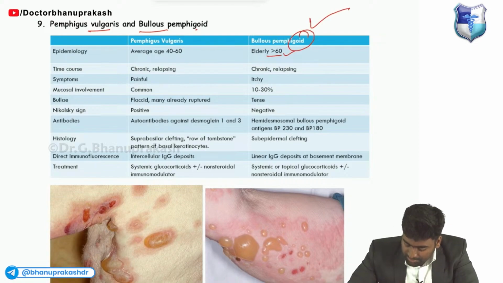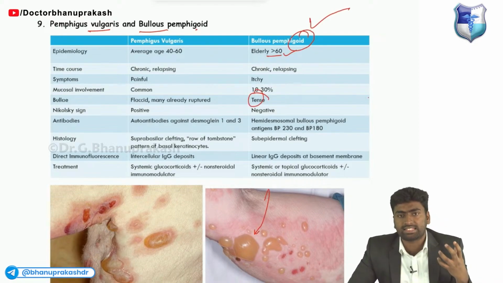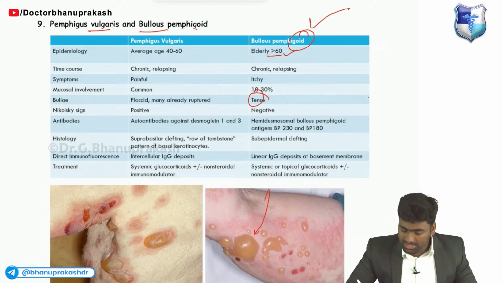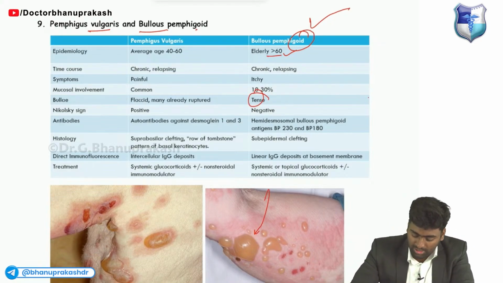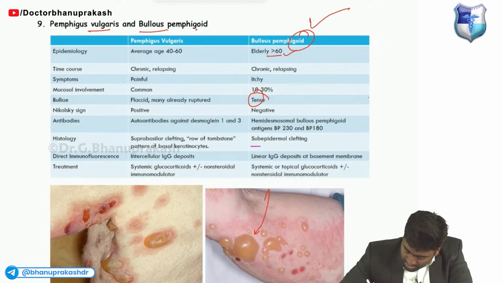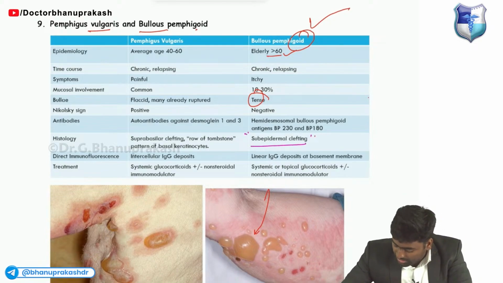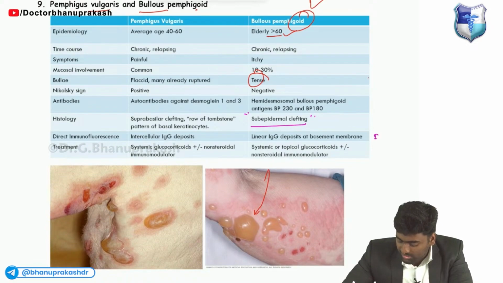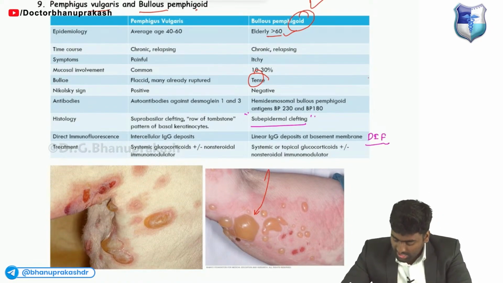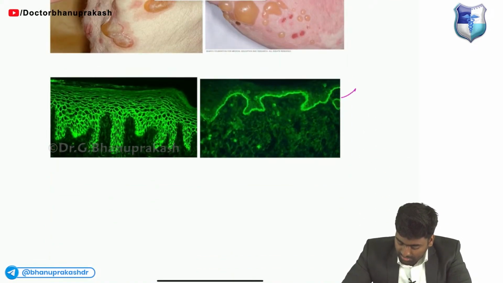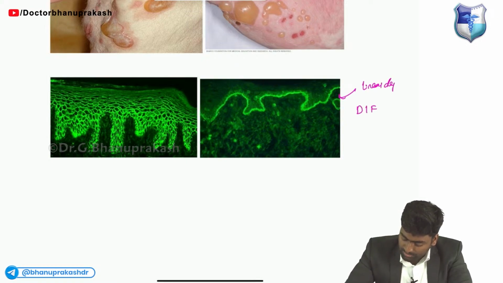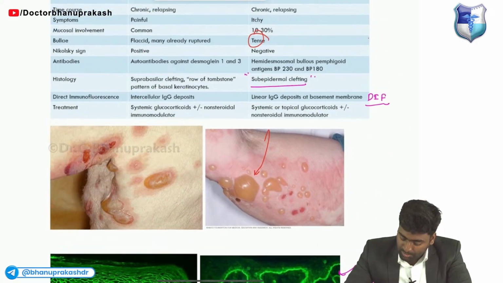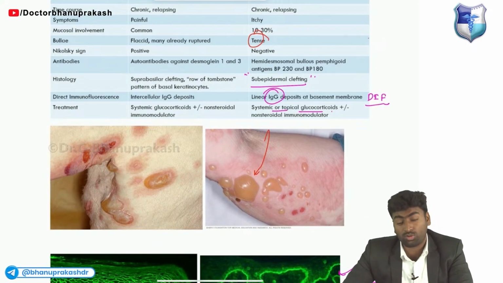So it occurs in elderly patients, and the bullae will be tense. If you see, this is very tense, and it won't involve the mucosal regions. It produces subepidermal clefting. On immunofluorescence, especially direct immunofluorescence, you will be able to see linear deposits of IgG. For management, you give systemic or topical glucocorticoid.